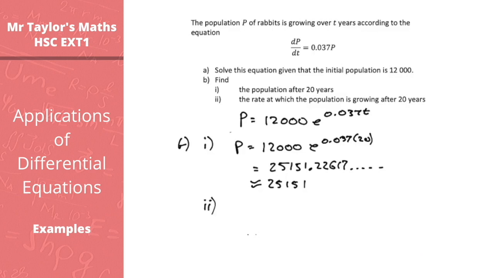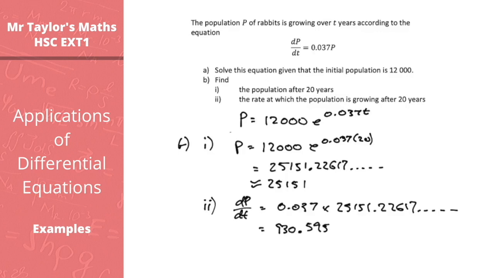And the second part: at what rate is it growing after 20 years? So what is dP/dt? Well, that's 0.037 times whatever the population is, which was 25151.22617, before we round it. It is 930.59536, so approximately 931, and that's our rate of change. So that is the number of rabbits per year. Don't need years. Yeah, there we go.